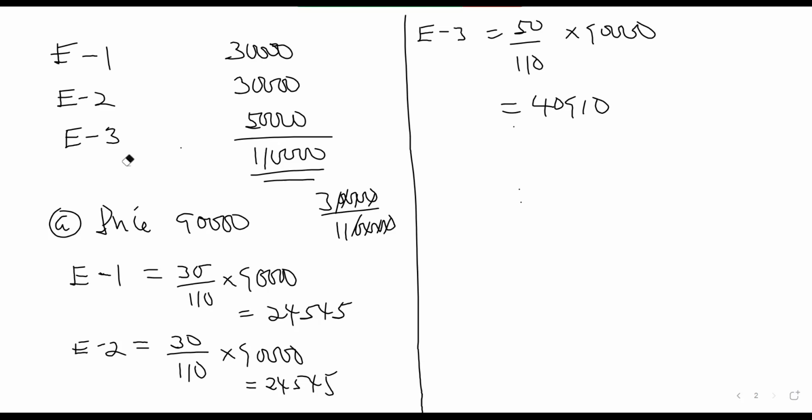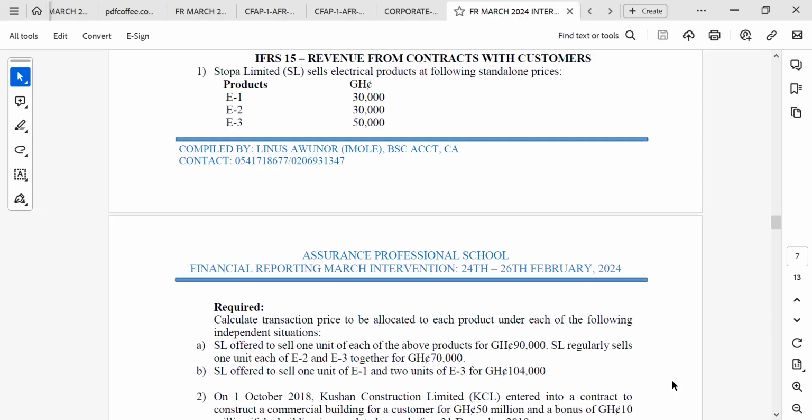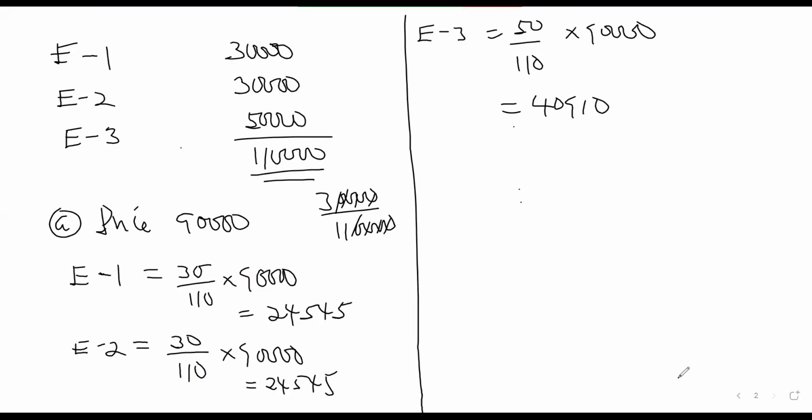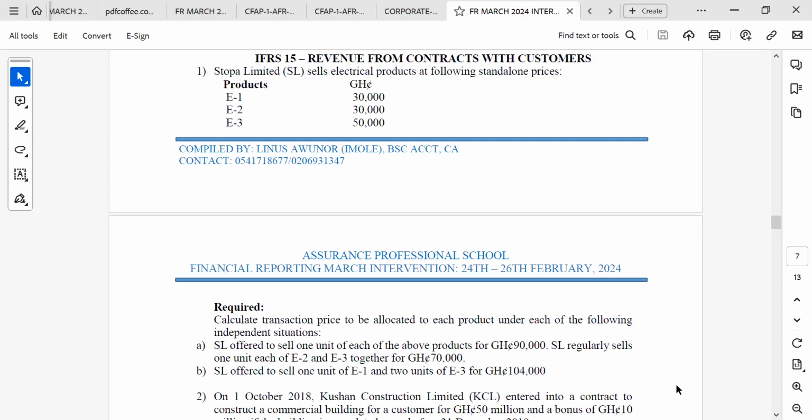So if they are selling each of them for 90,000, that is it. But the question is saying something there. They said that SR regularly sells one unit each of E2 and E3 together for 70,000. So you first assume that if they want to sell them one by one for 90,000, this is the price. But right now, out of the 90,000 that we are receiving, we are selling one unit of E2 and E3. We sell the two of them for what?